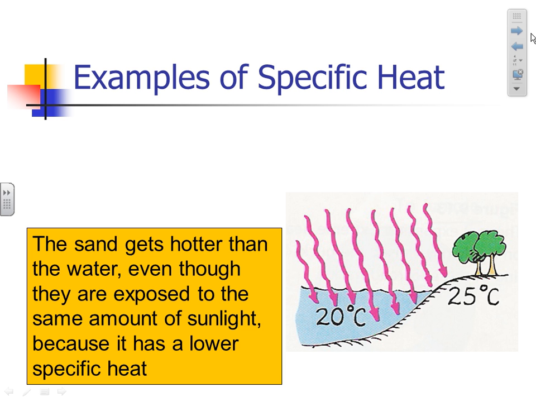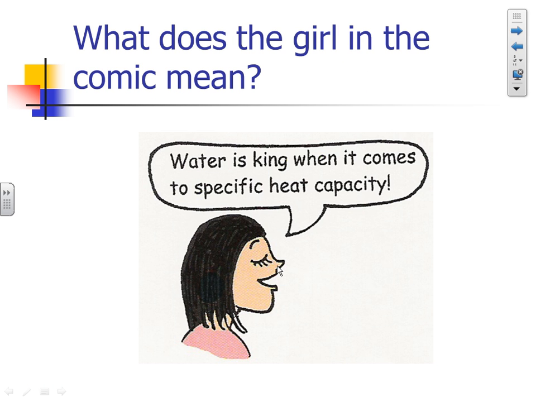Okay. So, the last little thing there, right? Water is king when it comes to specific heat capacity. That means water has a very high specific heat capacity, meaning that it's hard to get it to heat up, but it's also hard to get it to cool down.